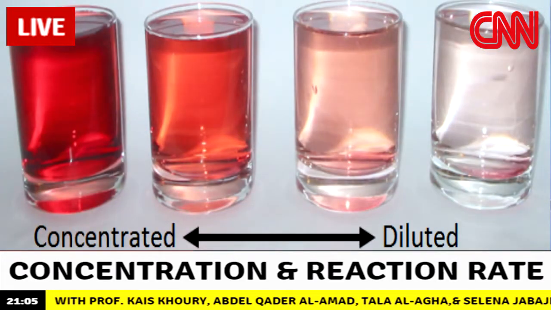On the left side, the glass of water is concentrated most, and as you can see, the color is dark red. As we go to the right hand side of the image, the transparent glass of water is known as diluted, meaning that it is not concentrated or it is less concentrated than the others.